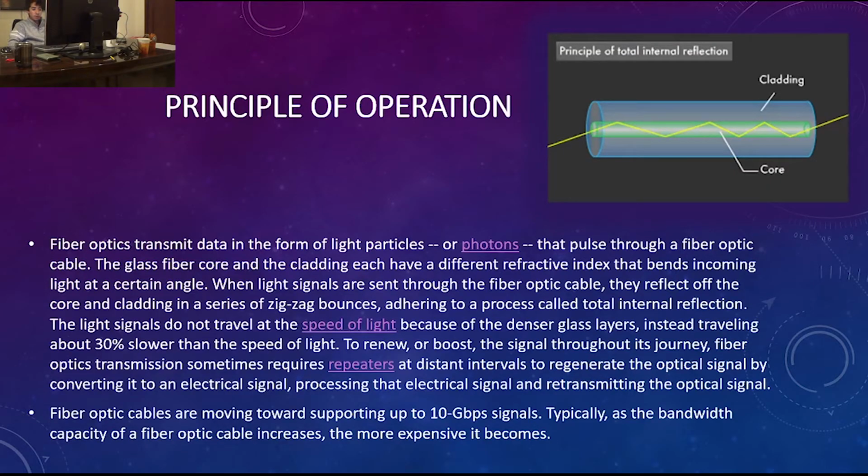To renew or boost the signal throughout its journey, fiber optics transmission sometimes requires repeaters at distant intervals to regenerate the optical signal by converting it to an electrical signal, processing that electrical signal and retransmitting the optical signal. Fiber optic cables are moving towards supporting up to 10 gigabits per second. Typically, as the bandwidth capacity of a fiber optic cable increases, the more expensive it becomes too.